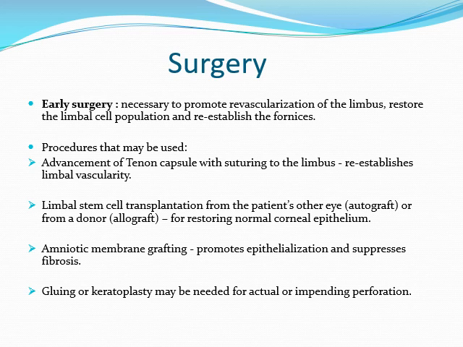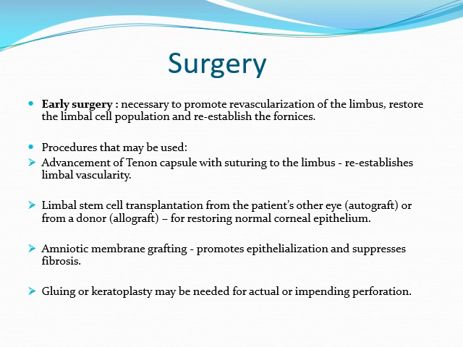Then there can be advancement of Tenon's with suturing to the limbus, which re-establishes limbal vascularity, which is known as tenonectomy, where you remove the diseased Tenon's and healthy Tenon's you have to advance and suture to the limbus. That again re-establishes the limbal vascularity. Amniotic membrane grafting is another surgical method. You can remember the principle only: when you graft the amniotic membrane, that will promote the epithelialization and it suppresses the fibrosis.